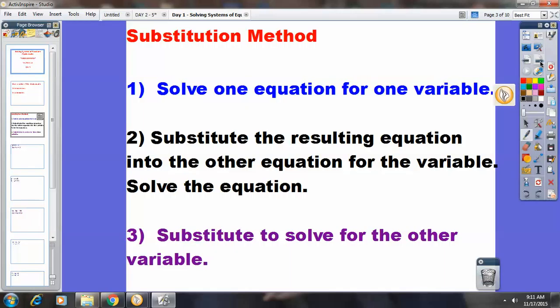At that point, we'll have one variable in our equation. We'll solve for that variable. Once we have that answer, like 6, whatever x is, it could be 6, 7, it could be any number, we're going to plug it back into the other equation to solve for the other variable.